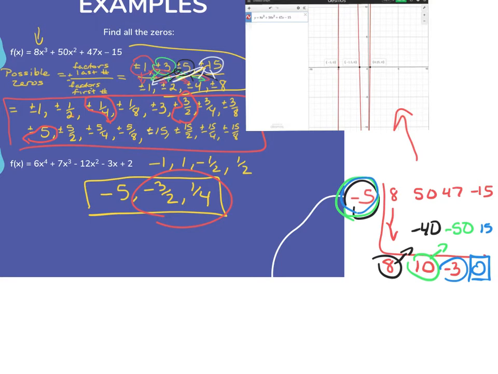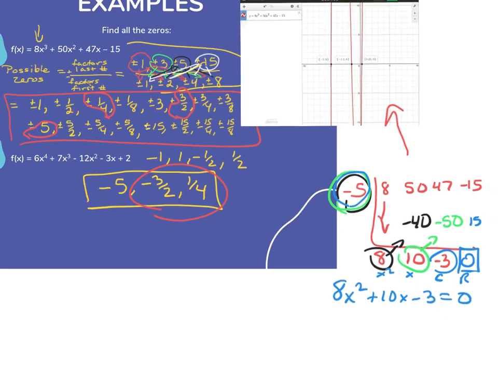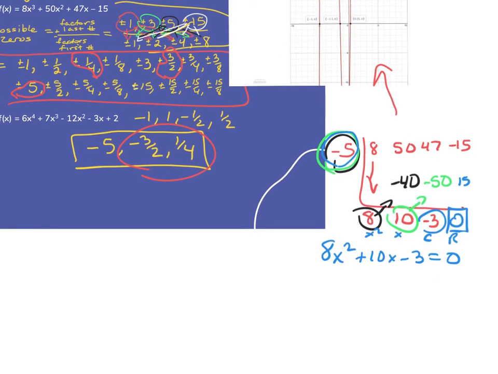It's not asking us to list factors, it's only asking us to list the zeros. So I'm going to take my now quadratic equation, because this is remainder, constant, x, and x squared. So 8x squared plus 10x minus 3. And again, you can either choose to do quadratic formula here or factor it. I'm going to factor it because factoring's faster. This is actually factorable. So I can factor 8. I'm going to factor it into 4 and 2.